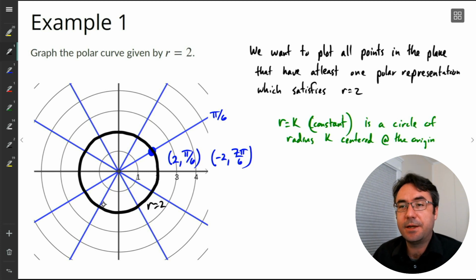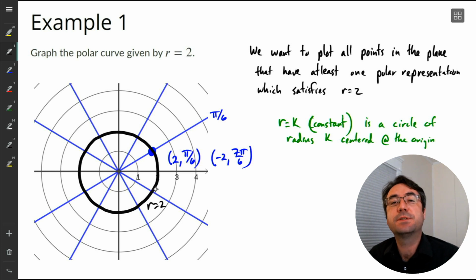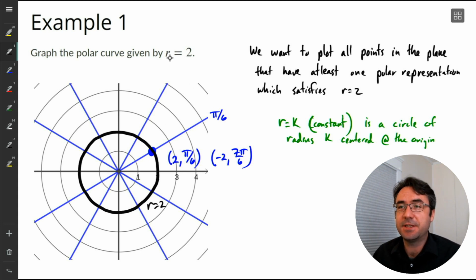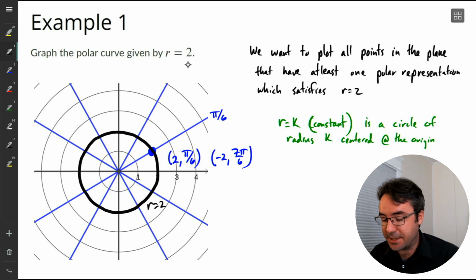So every single point on here has at least one polar representation where the r value is equal to 2. There might be other ones out there where the r value is, say, negative 2. Perfectly fine. So these points are going to have multiple ways we can write them down, but at least one representation for each point has the necessary condition that the r value is 2. All right, so this is one of our basic polar curves, when the r value is a constant. What happens when theta is a constant?